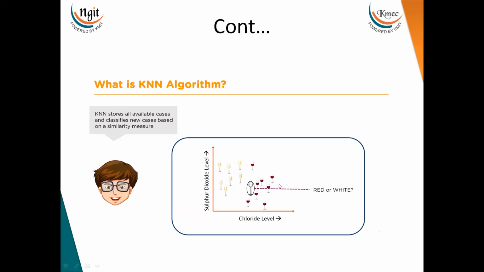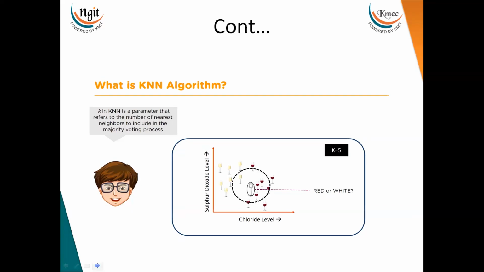Suppose we have a red wine and white wine with us. So the red wine or white wine depends on the level of chloride and level of sulfur dioxide. So if the level of sulfur dioxide is high, then we'll say it is a white wine. If the level of chloride is high, we'll say it is a red wine. So now we got a new sample and I want to know whether this new sample belongs to red wine or white wine. I want to differentiate this.